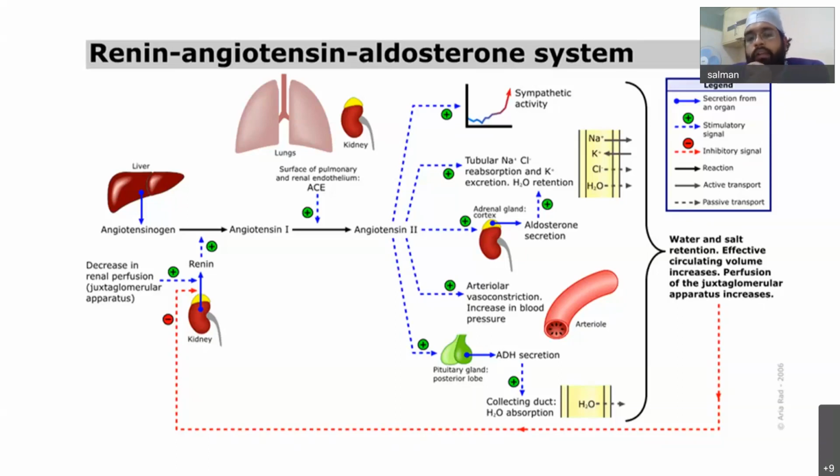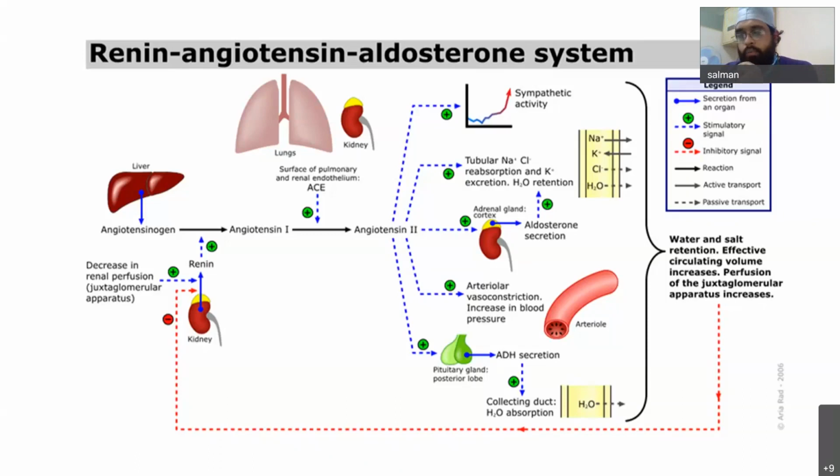Now, renin acts on angiotensinogen, which is produced by the liver, and converts it to angiotensin 1, which is acted upon by the angiotensin converting enzyme, which is produced mainly in the lungs and a bit in the kidneys, and converts angiotensin 1 to angiotensin 2. Angiotensin 2 is the physiologically active molecule, and it exerts its actions through two receptors, angiotensin receptor 1 and angiotensin receptor 2, both of which are G protein coupled receptors. And mainly the action is mediated by angiotensin receptor 1.